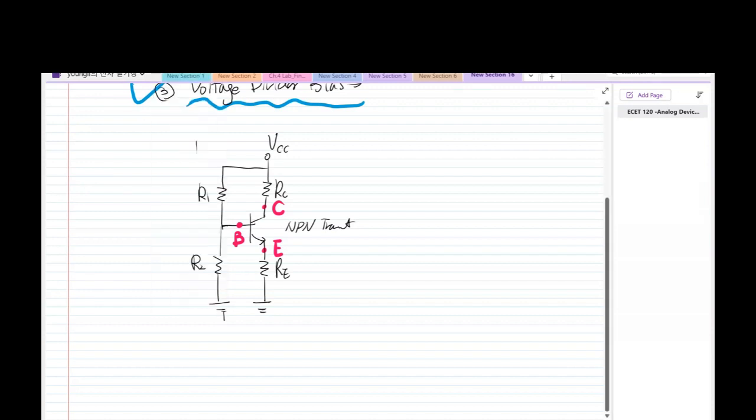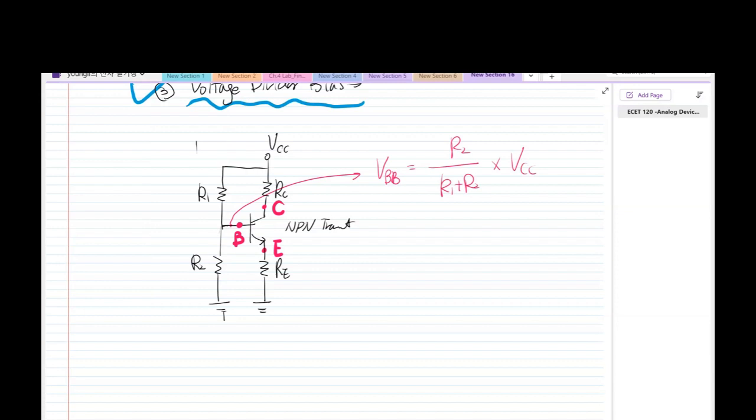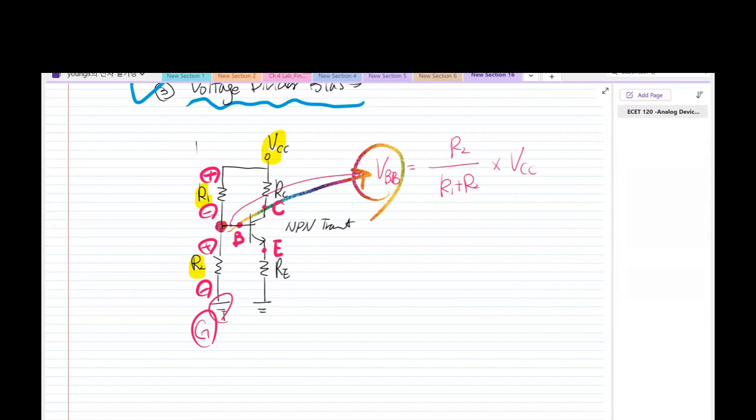So now I will change the color. For example, that part is V sub BB. What is the V sub BB? We learned before R sub 1 over R sub 2, R sub 2 times V sub CC, because can you see that right there? Plus, minus. Okay, that was my ground here. So that point here, the V sub BB is R sub 2 over R sub 1 plus R sub 2, multiplied by V sub CC. Okay, all right.